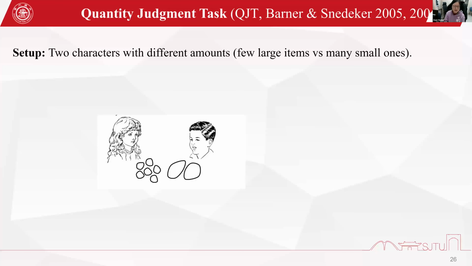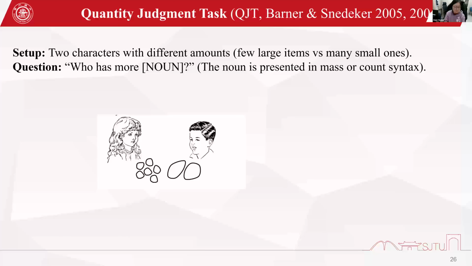Let me first introduce the quantity judgment task, which is widely used in the field of study about the count mass distinction. This task was proposed by Barner and Snedeker in 2005. In this task, we have two characters. One character has fewer items, and the other one has smaller but more entities. The participant chooses between these two characters, and the question is, who has more nouns? The nouns could appear in a mass context or a count context.